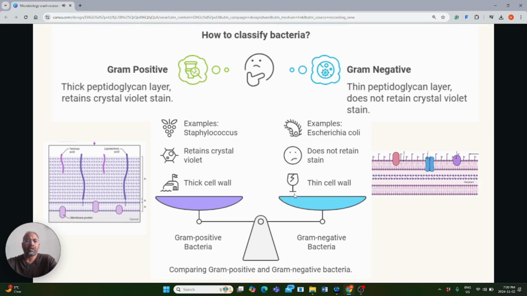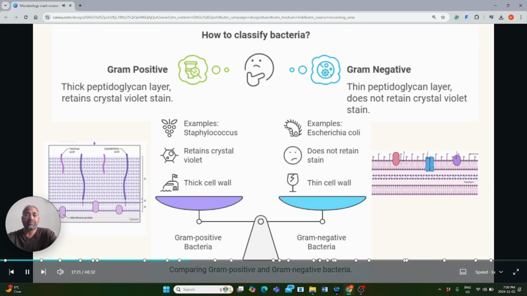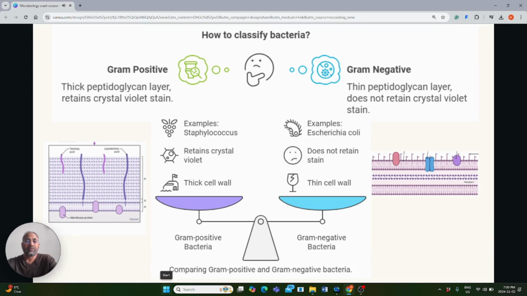Okay, so now a little bit of history for you. This gram staining technique was developed by a scientist called Hans Christian Gram, back in the late 1800s. He did such a great job of classifying bacteria that even to this day, this is the same technique that is used to classify bacteria. So we have the gram positive and the gram negative.